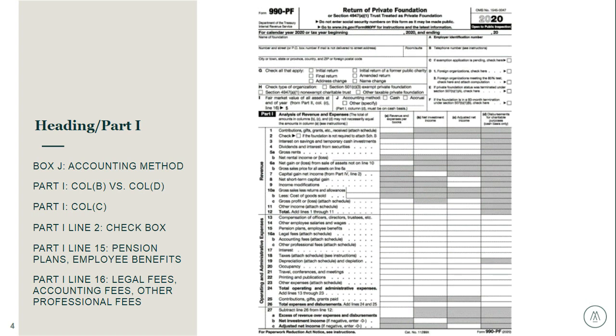I also want to mention before we get started that we have uploaded the 990-PF instructions into the platform. Those may be helpful to you as you follow along with the presentation. We also have gone ahead and highlighted certain areas that we're going to touch on today. It's definitely not all inclusive, but it's areas where we're seeing either the most complexities or issues or errors when we look at a 990-PF.